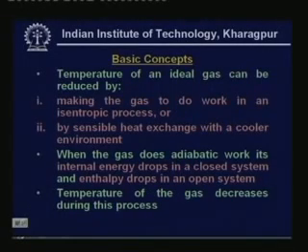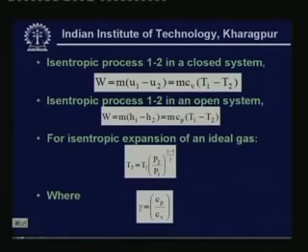So, the temperature of the gas decreases during the process. You can see here, for example, a closed system undergoing an isentropic process 1 to 2. The work output is given by m into u1 minus u2, which can be written as m Cv into T1 minus T2, where m is the mass of the system undergoing the isentropic process. U1 and U2 are the specific internal energies at the beginning and at the end of the process. T1 and T2 are the temperatures at the beginning and end of the process, and Cv, as you know, is the specific heat at constant volume.